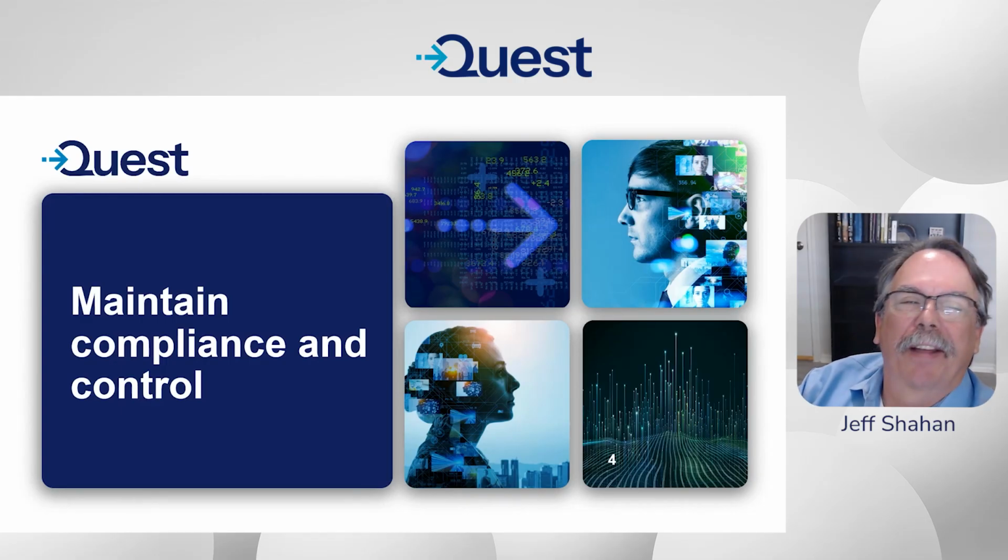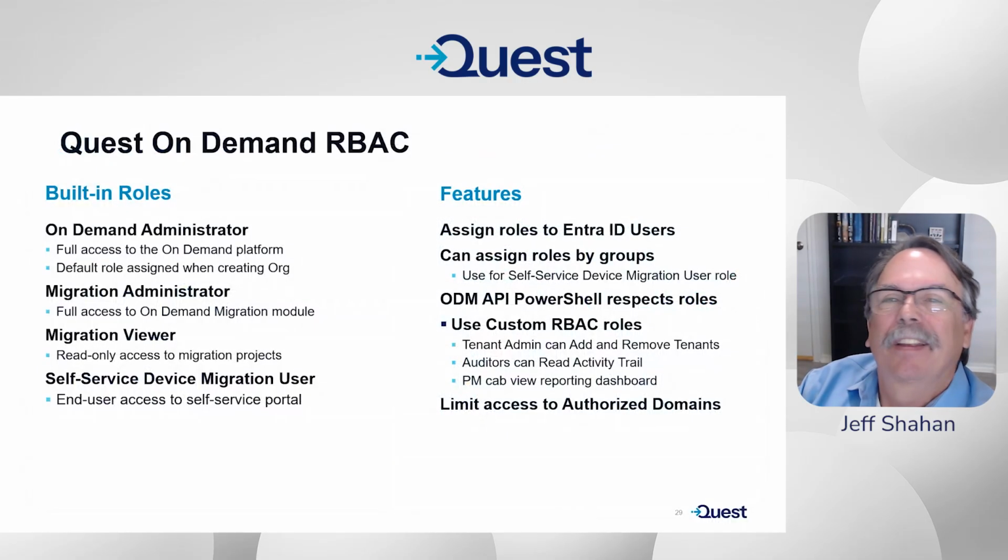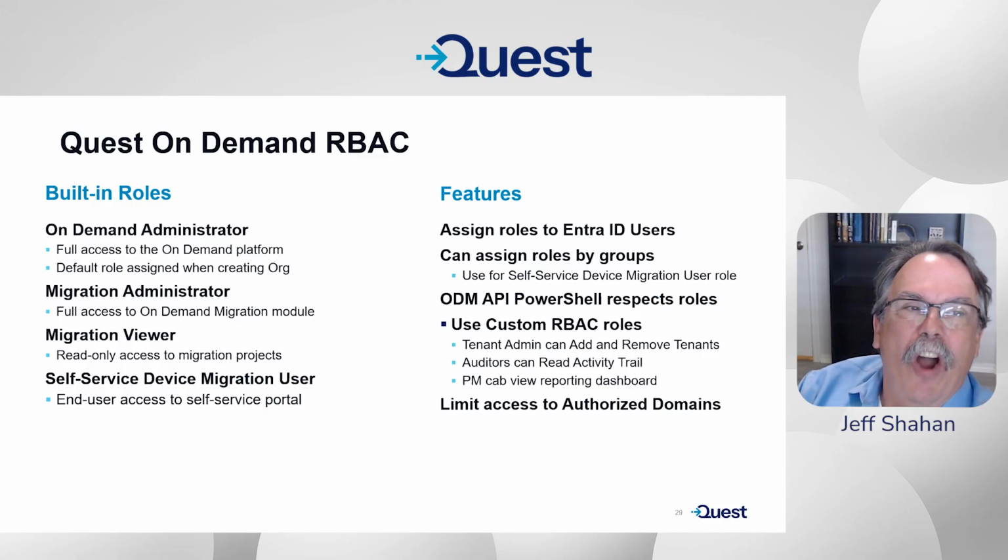And how can we handle maintaining a little more control? Quest does have an RBAC module built into the tool itself. We have some built-in roles that are very powerful, shown on the left. The On Demand administrator is the role you are granted when you create an organization. It doesn't get any more powerful than that role. The migration administrator owns and has access to all functions within the migration tool itself. The viewer can only look at the configuration and what's going on and can't make any changes. Perfect for a project manager to look through.